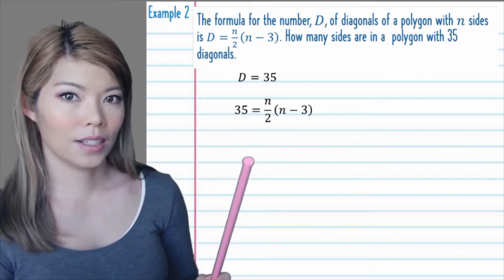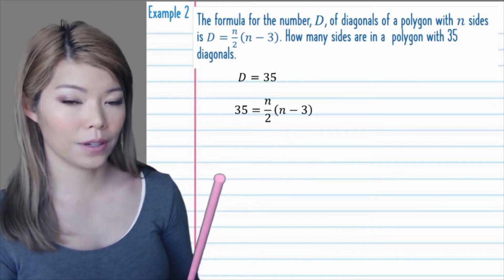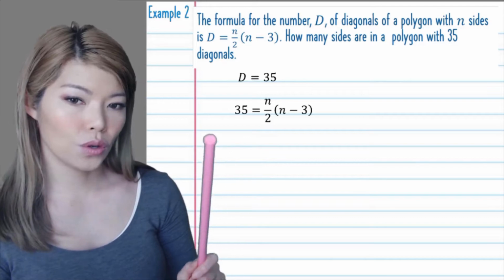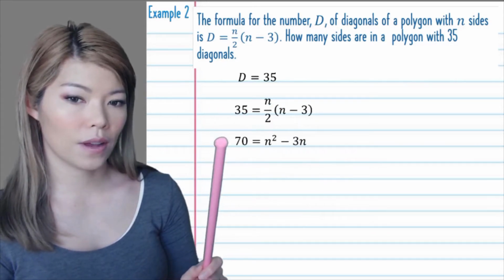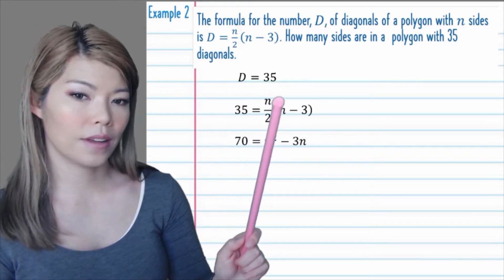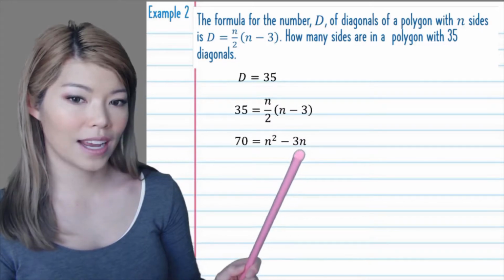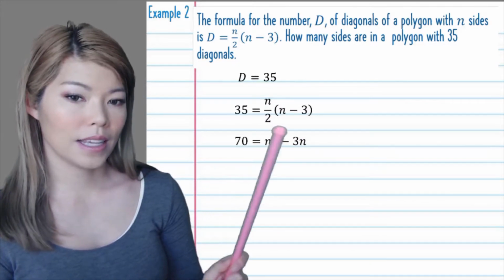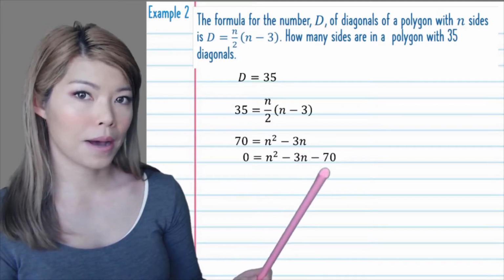To solve that, we have to move everything to one side and let it equal 0. First step, we bring the 2 over this side, so we have 70, and we expand. When we expand, we have n times n is n squared, minus 3 times n is minus 3n. And now bring the 70 to the other side, we have n squared minus 3n minus 70.